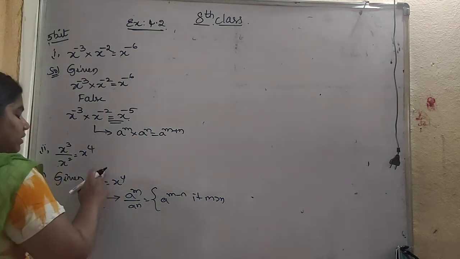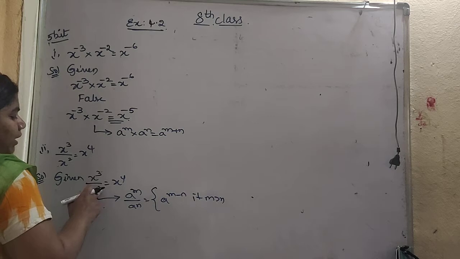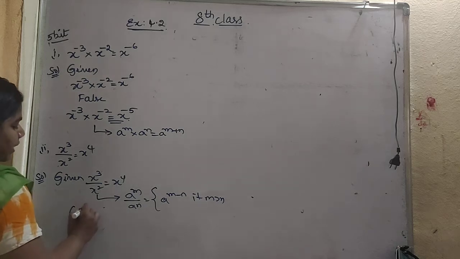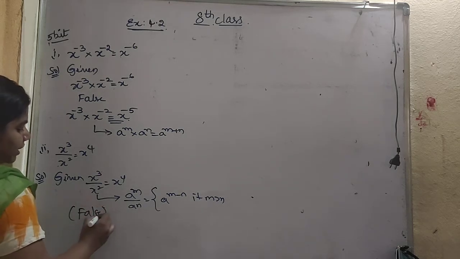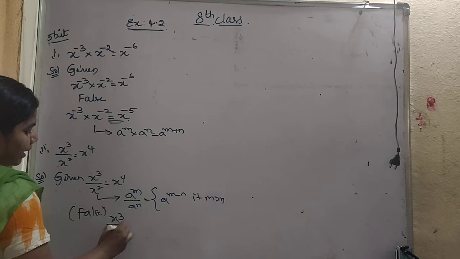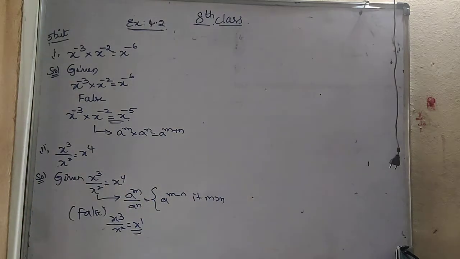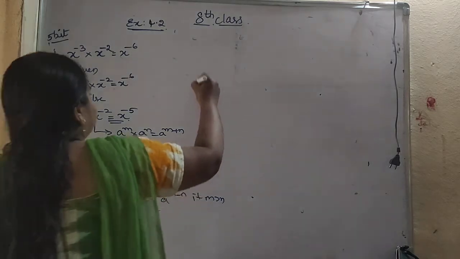So we have to subtract the powers. If you subtract 3 minus 2, it will be 1. x power 1. But he got x power 4. So that is a wrong statement. False statement. And what is the answer here? x cube by x square is equals to x power 1 is our true statement. Okay. So next is the third one.